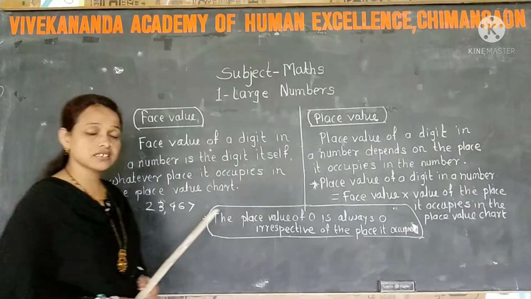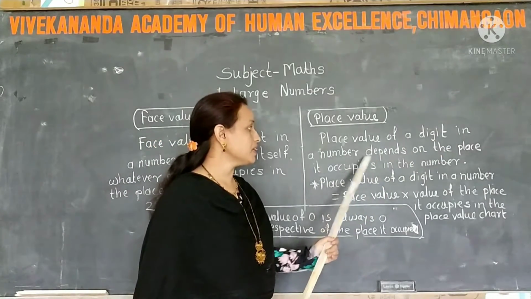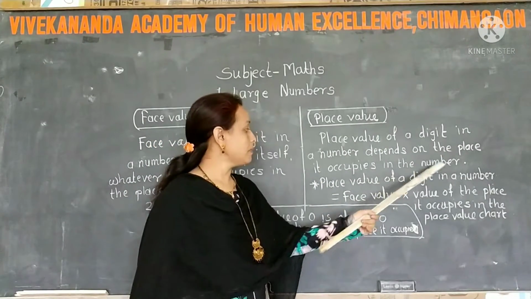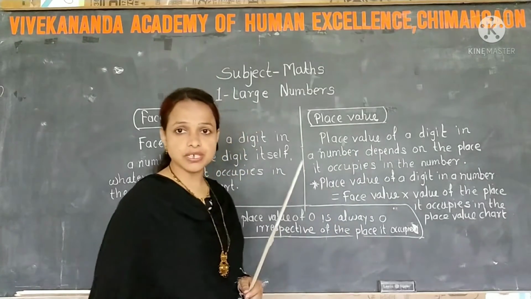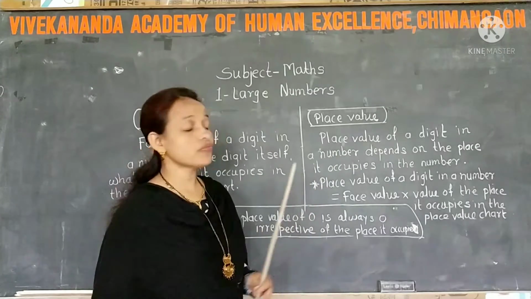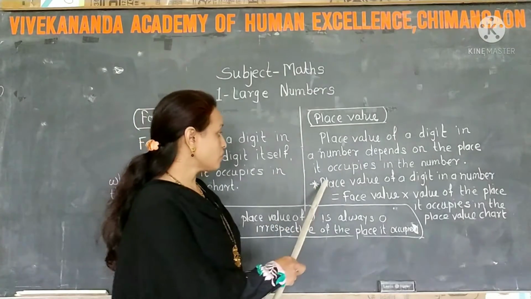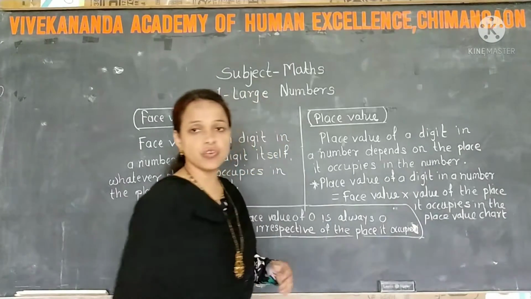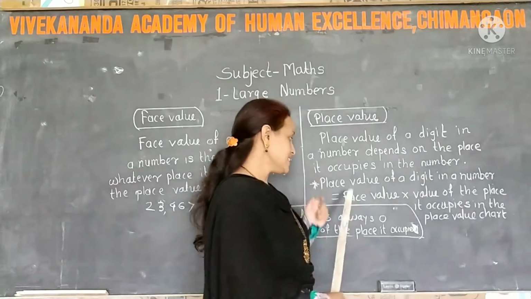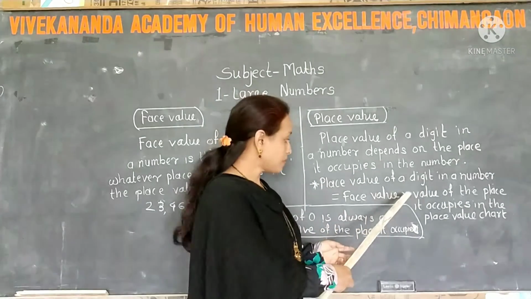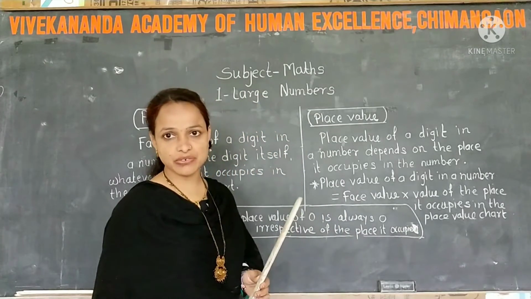Okay, next we will see place value. Place value of a digit in the number depends on the place it occupies in the number. Whenever we have to find the place value of a digit in the given number, we have to remember this formula: place value of a digit in a number is equal to face value multiplied by the value of the place it occupies in the place value chart.